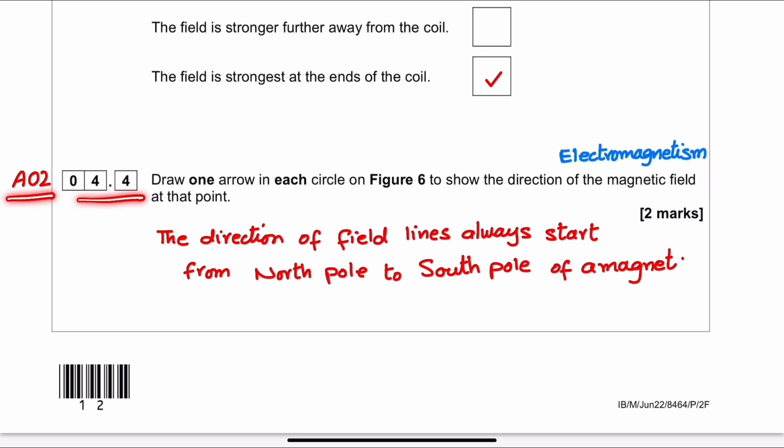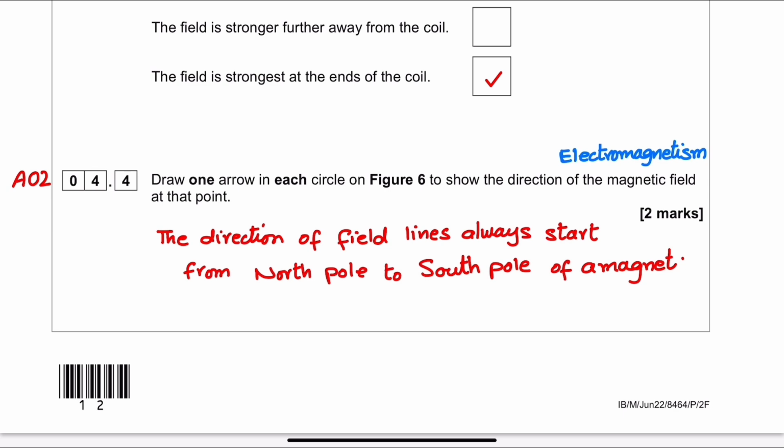4.4 is an AO2 question. Draw one arrow in each circle of the figure number 6 to show the direction of the magnetic field at that point. We know that the direction of the field lines always starts from the north pole to the south pole of the magnet.